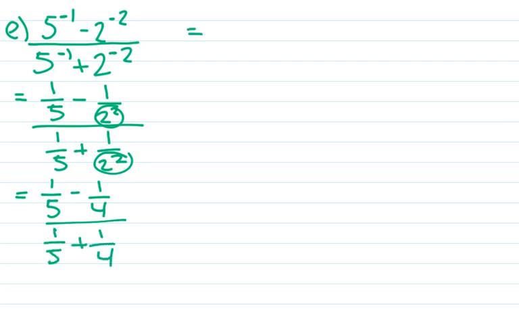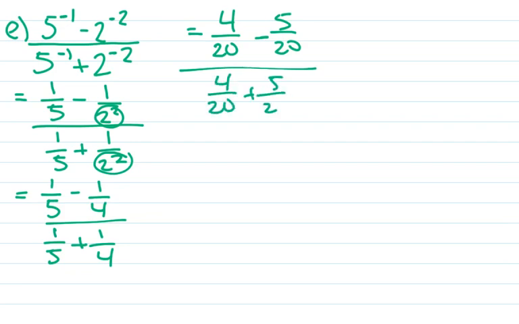Alright, I'm going to continue up here. So now in order to add and subtract fractions, I need a common denominator, which would be 20 in this case. So that would leave me with 4 over 20 minus 5 over 20 divided by 4 over 20 plus 5 over 20. 4 over 20 minus 5 over 20 is negative 1 over 20. And the denominator is 4 plus 5, which is 9 over 20.